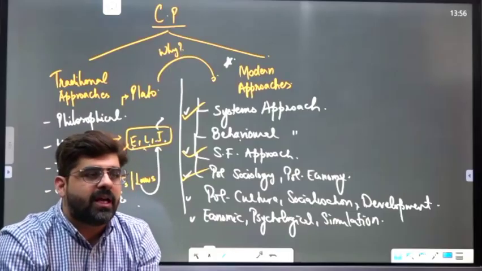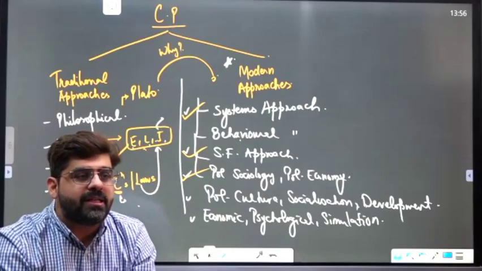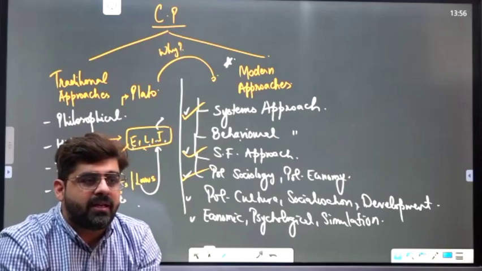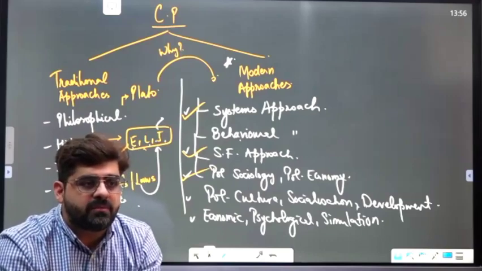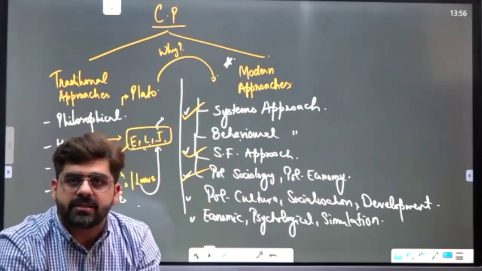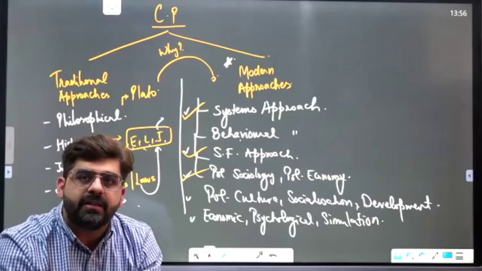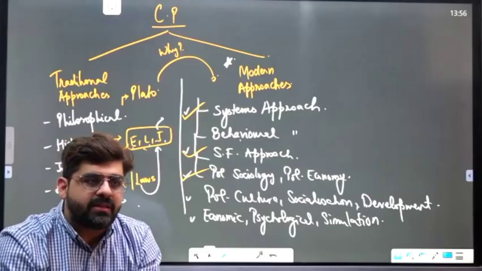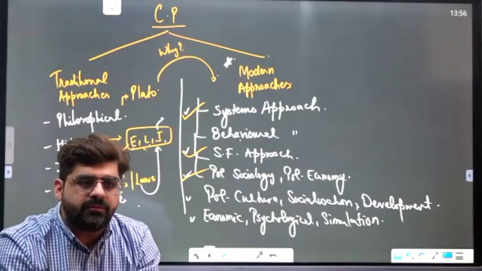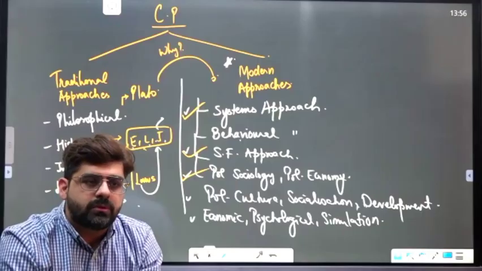And more importantly, this is the time when an entire movement of behavioralism has also eclipsed political science. Behavioralism is saying let's make our theories more scientific in nature. And to make things more scientific in nature, we have to be value neutral.